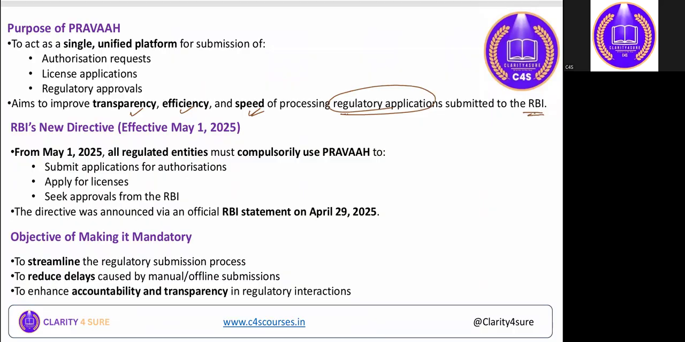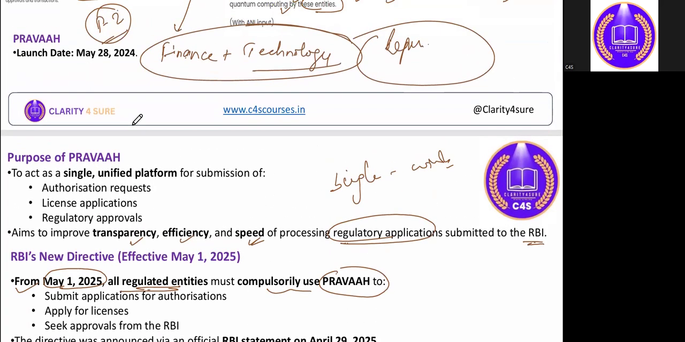Like authorization requests, licensing process, regulatory approvals, everything should be under a single window clearance system, a single interface. So from 1st of May 2025, it becomes mandatory for all the regulatory entities to compulsorily use the PRAVAAH portal launched by RBI. Launched on which date? Launched on, see here, 28th of May 2024.